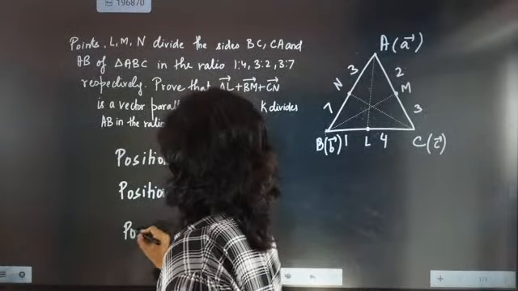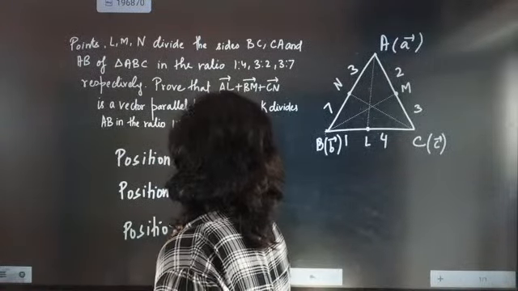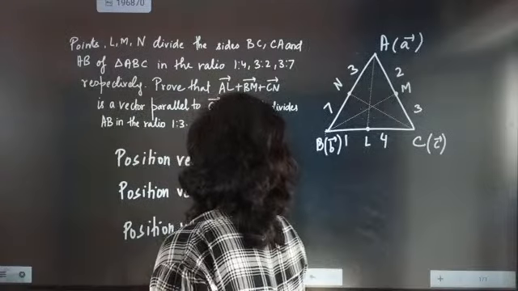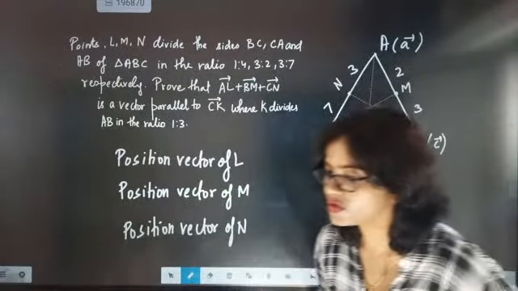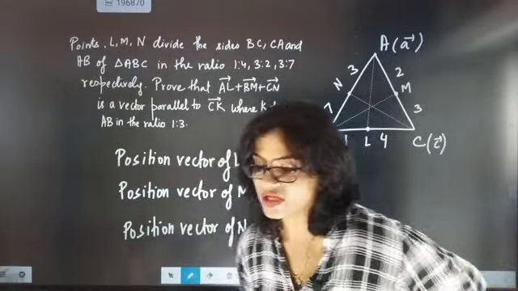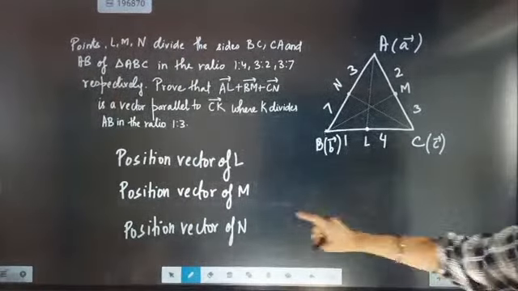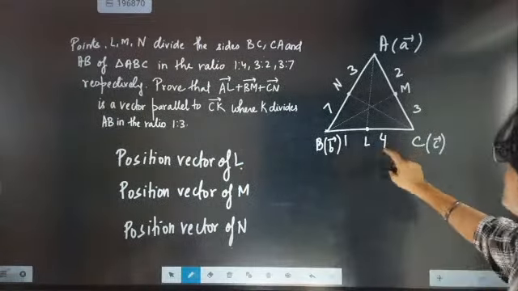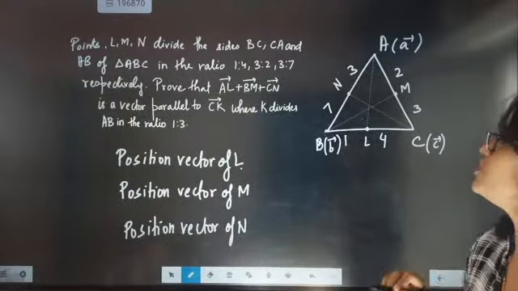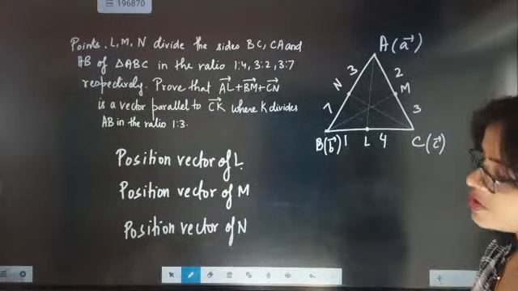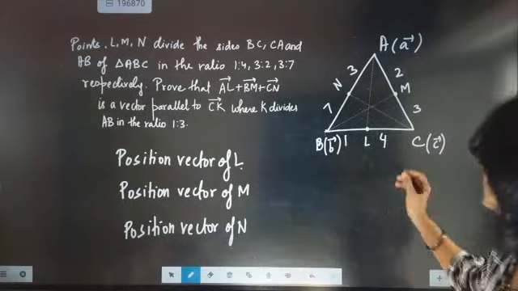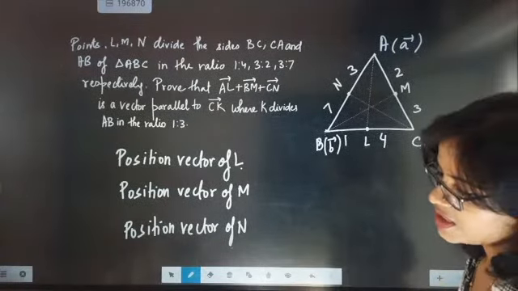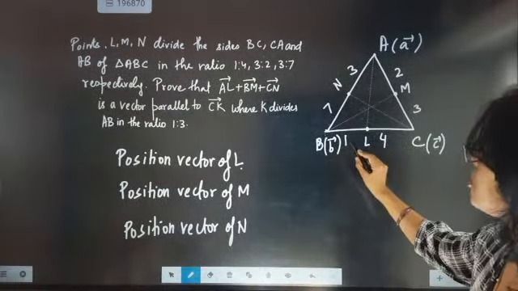Position vector of M, position vector of N. One by one, first what we will do. So Nitish, what we have to do first is find the position vector of L. If somebody asks what will be the position vector of L, how will you write it? Anyone? 4 will be multiplied. See, 1 will be multiplied to C. Look here, just do the cross multiplication.